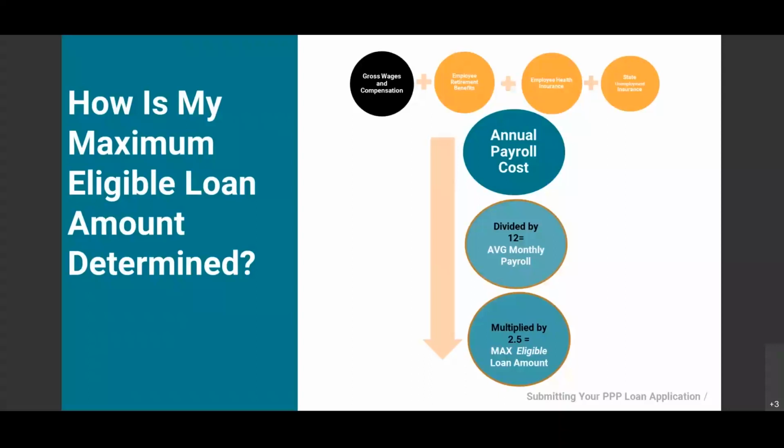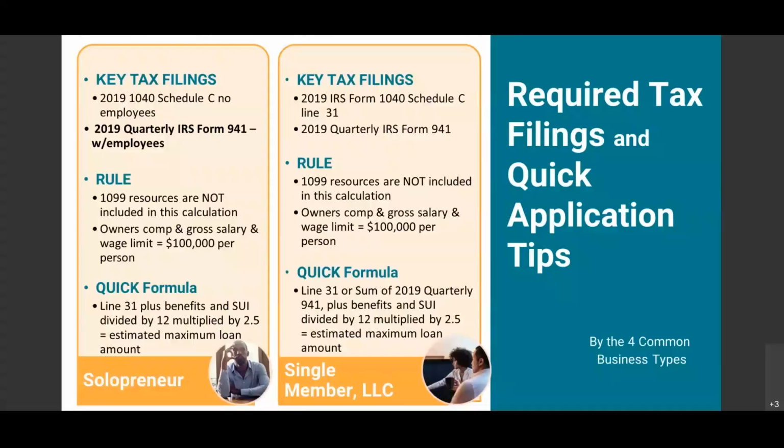Now let's move to the next slide, and we'll show you where some of those components can be found on the various tax forms for your particular business type. If you are a solopreneur, a sole proprietorship, your 2019 1040 Schedule C is the document that you would use to begin to calculate your payroll. And notice in the first bullet point it says no employees. If it's no employees, that means it's a single owner.